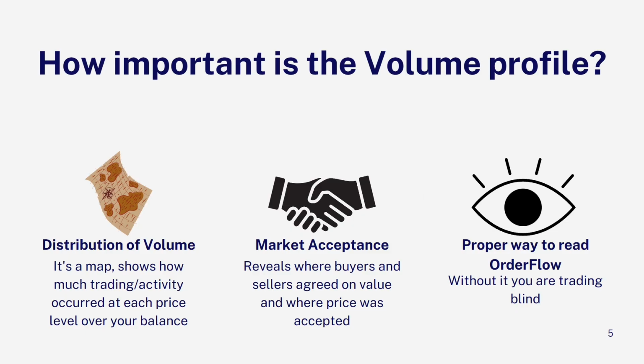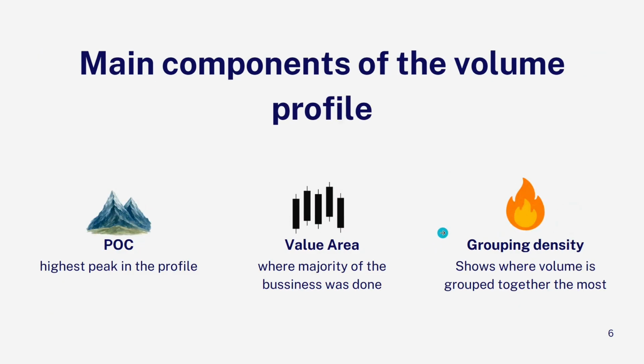I'm pretty sure we all know what the volume profile is, but we need to know how to read it and what it's saying about our schematic. And that is the basis of the model, where the market chooses to accept in our schematic. The main components of the volume profile are literally the point of control, value area, and grouping density. I'm not going to be going over the grouping density until we get into the chart.